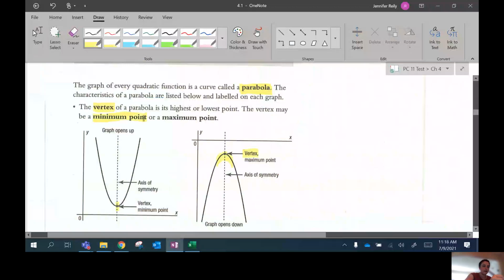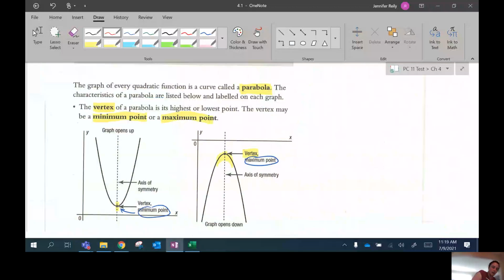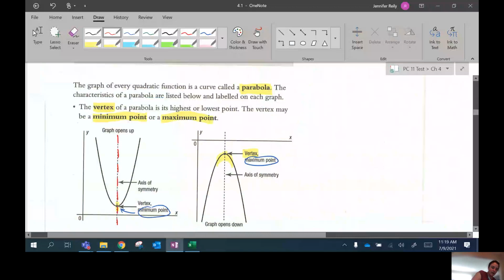So it can be a minimum point, as in this scenario here, where you're at the valley, or it can be a maximum point if you're at the peak, if your curve is facing downward. The other thing to note is that these graphs have symmetry, like we noticed before. There's always a line of symmetry, and you could fold that graph in half and it would be equal on either side. Here, I'm going to highlight this in red. This is called the axis of symmetry, where you fold it in half. It's the line that is halfway through your parabola. Every parabola has an axis of symmetry.